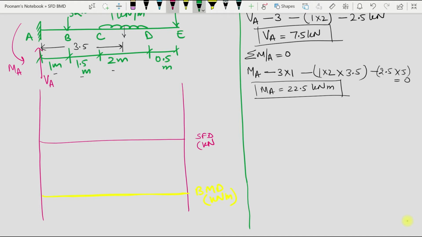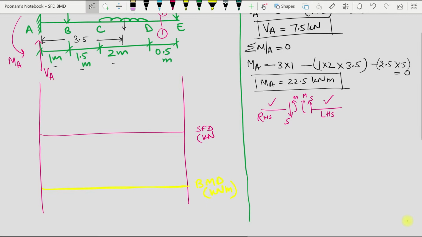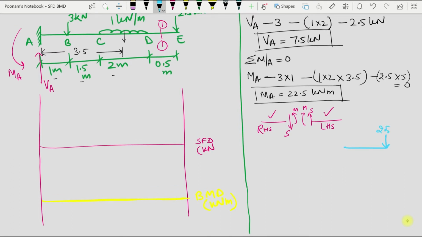So if I take method of section and cut my first section here, let us say I'm cutting my first section here. Let me show you my positive sign conventions. Here I'm plotting my positive sign convention, S and M. So if I'm moving from left hand side, then I will take this as positive sign convention, and if I'm moving from right hand side, I will take this as positive sign convention. So let me cut section 1-1. So section 1-1 will be 2.5 kilonewton, x, and these are my positive sign convention.